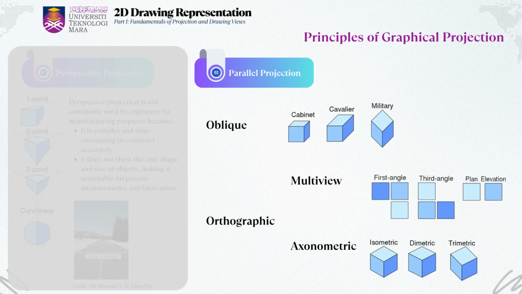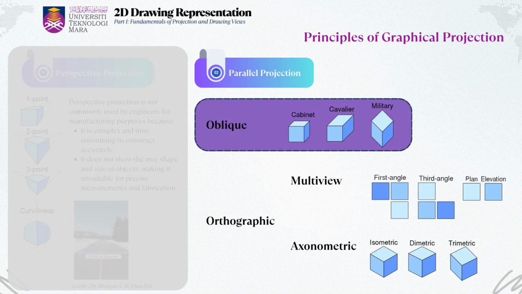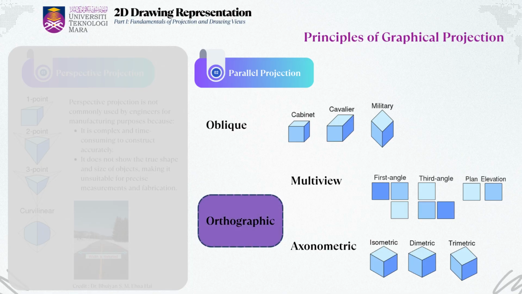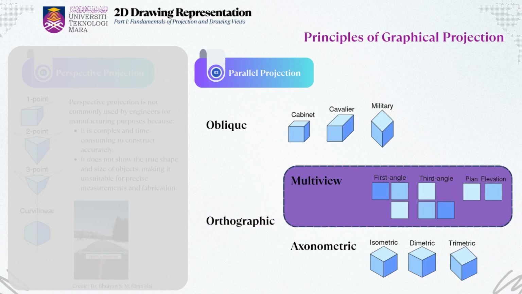Within parallel projection, there are several subtypes, which are shown in the right half of the slide. We have oblique projection, where the front face is drawn in its true size, and depth is shown at an angle, usually 30 degrees or 45 degrees, giving a quick 3D look. It includes cabinet, cavalier, and military styles. Then we have orthographic projection, which is the backbone of technical drawing. It involves multiple 2D views, like front, top, and side, and includes multiview drawings. This method is precise and standardized.